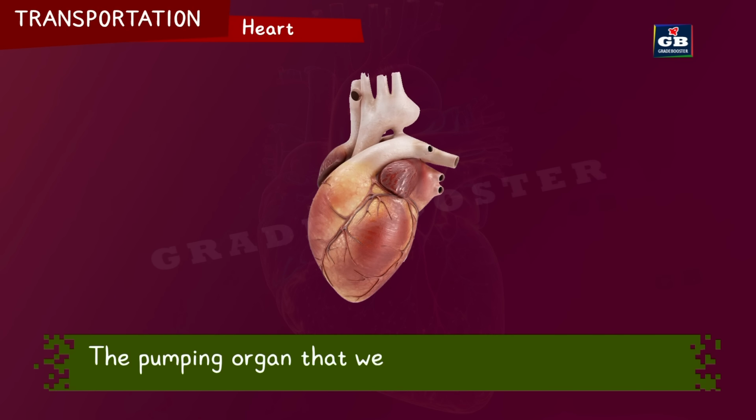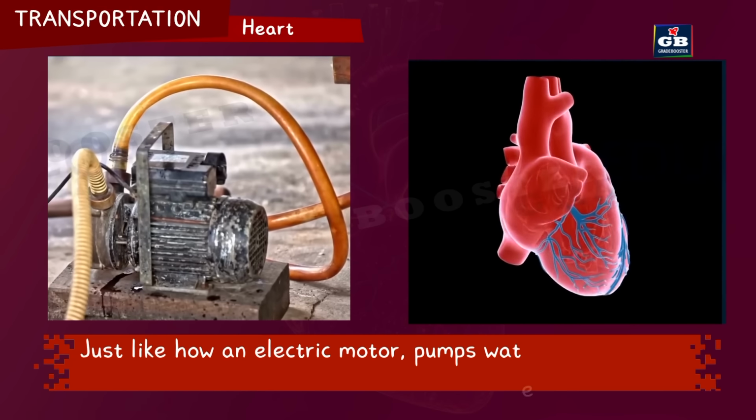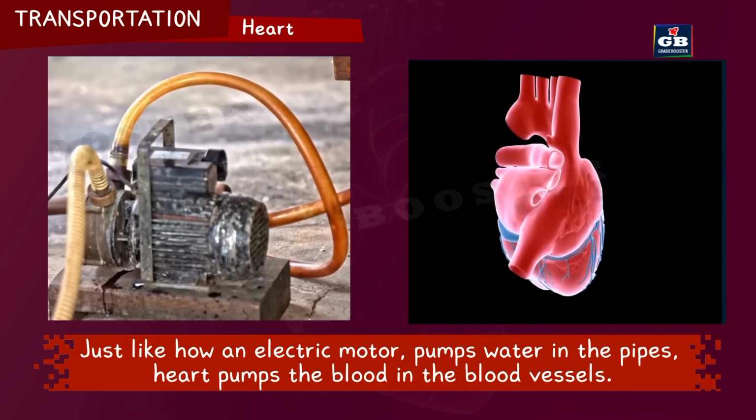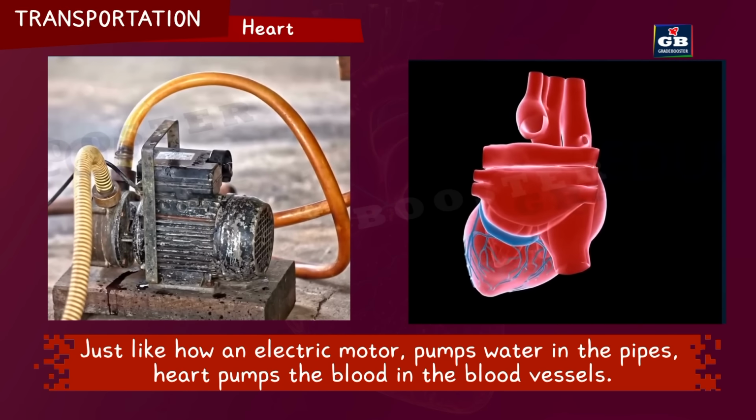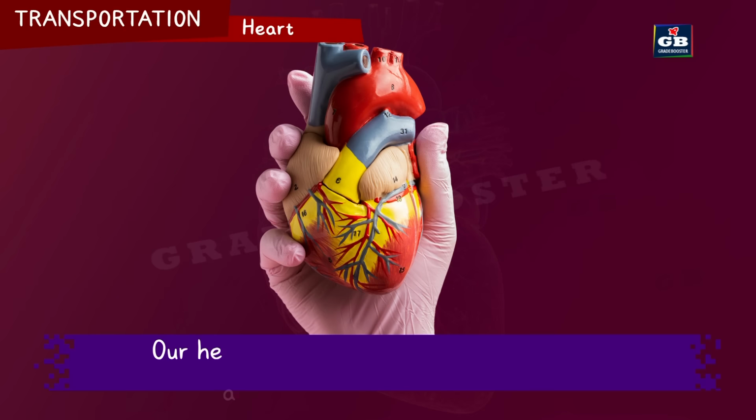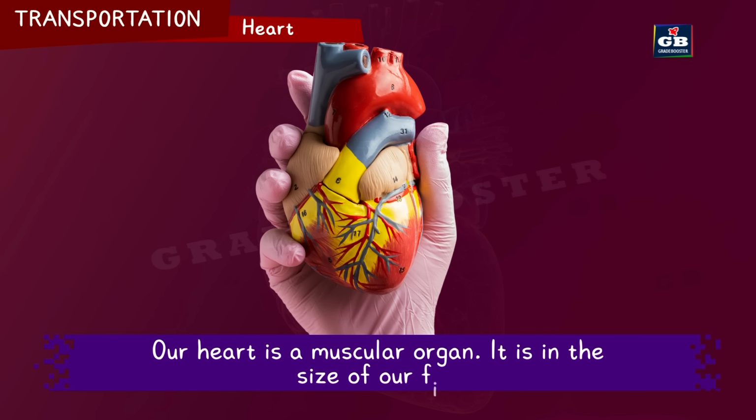The pumping organ that we have in our body is the heart. Just like how an electric motor pumps water in the pipes, the heart pumps the blood into the blood vessels. Our heart is a muscular organ. It is about the size of our fist. The heart does two important jobs.